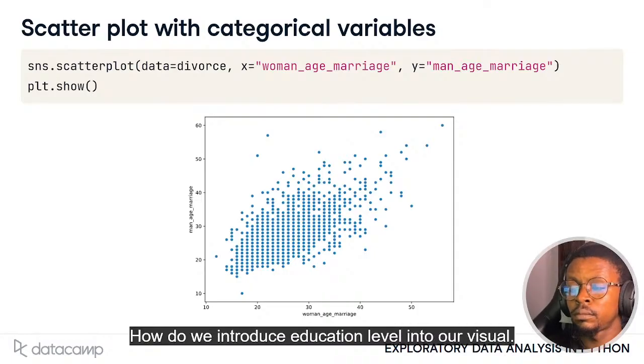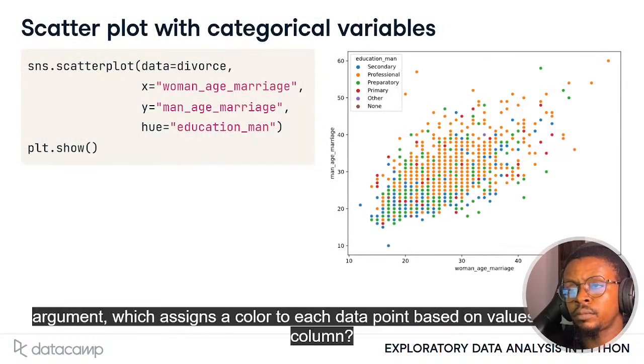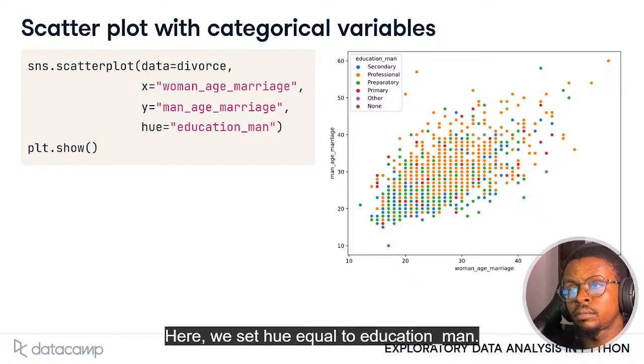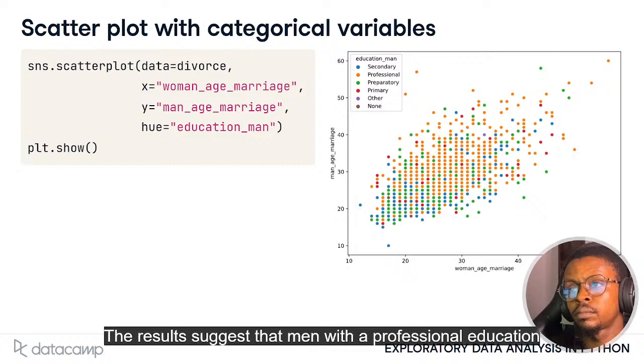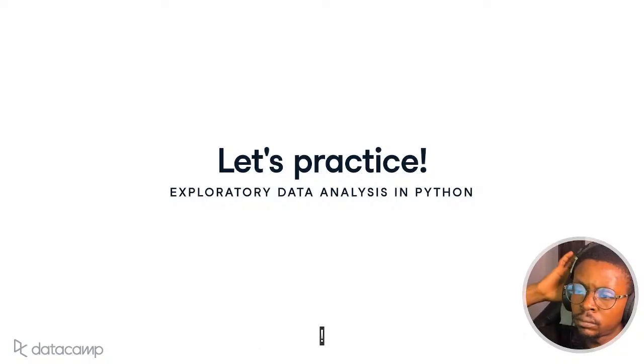How do we introduce education level into our visual? One way to do this is to set the hue argument, which assigns a color to each data point based on values in a given column. Here, we set hue equal to education man. The results suggest that men with a professional education level, represented with orange dots, may tend to get married later. Now, it's your turn.